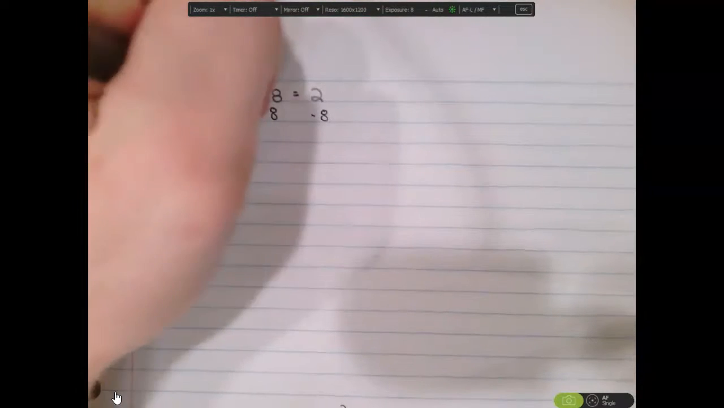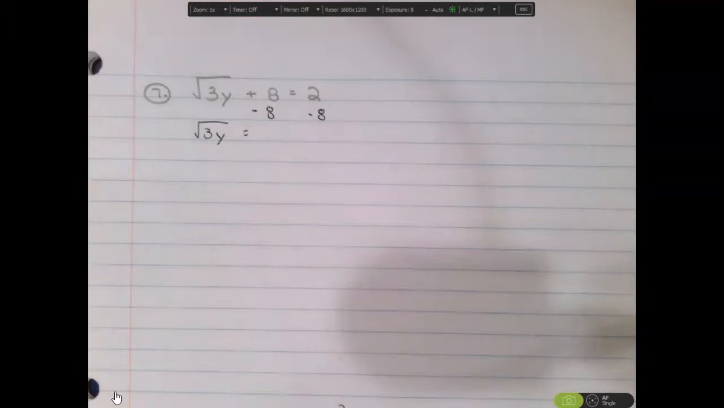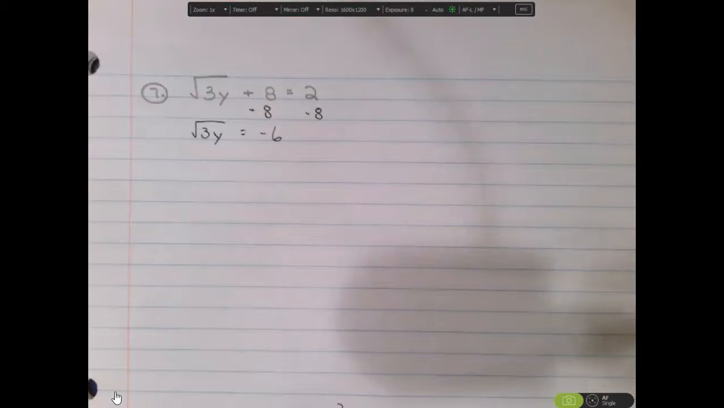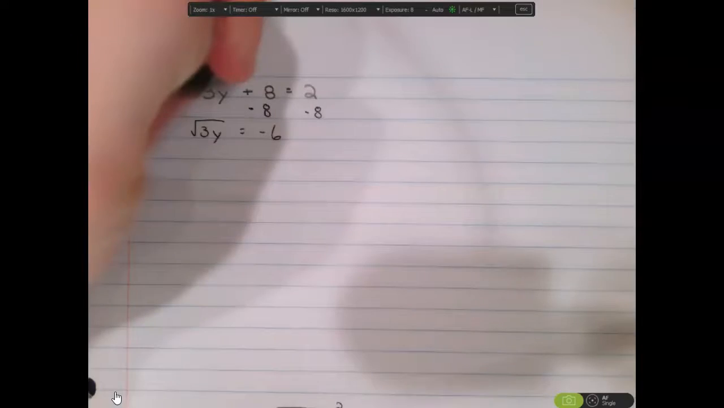Now our variable here happens to be y, and I want to get y by itself. So the first thing I need to do is move that 8. And to do so, I'm going to subtract 8 on both sides. So the square root of 3y is equal to 2 minus 8, negative 6. All right, next, just like we've been doing, I can't do anything else because I've got that square root symbol, that radical, right in the way. How do I get rid of it? Square both sides. Okay, so let's square both sides.